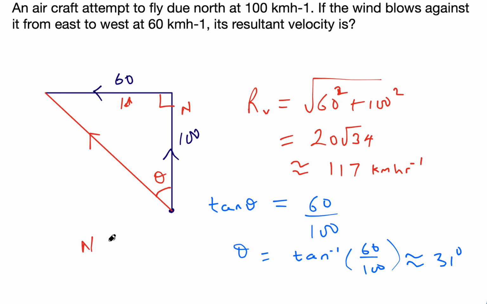So that is like north 31 degrees west, or perhaps you can say 31 degrees west of north. Any of these would properly give the direction. This is the magnitude of the resulting velocity, and this is the direction of the resulting velocity.